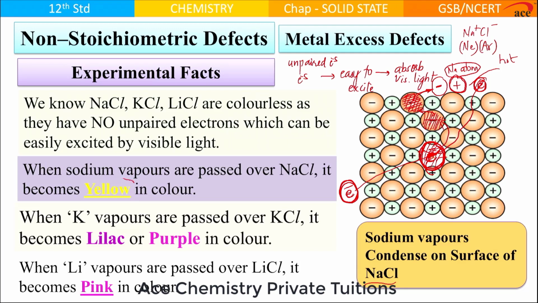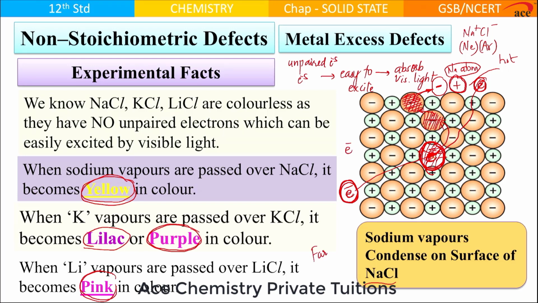If you want to know this, right, these colors are also the flame colors. When sodium vapors are heated in a flame, right? It gives yellow color to that Bunsen flame. When potassium salts are heated in flame, blue colored Bunsen flame, you get lilac or purple color. When lithium salts are heated in Bunsen flame, they give you the typical pink color. So that color is due to this extra electron trap.